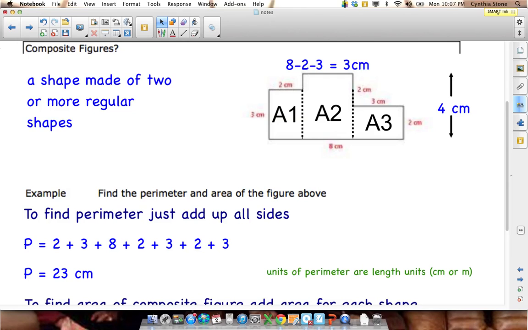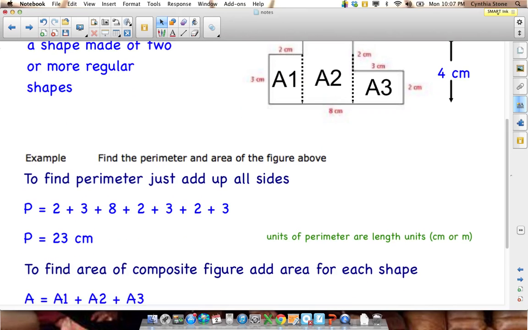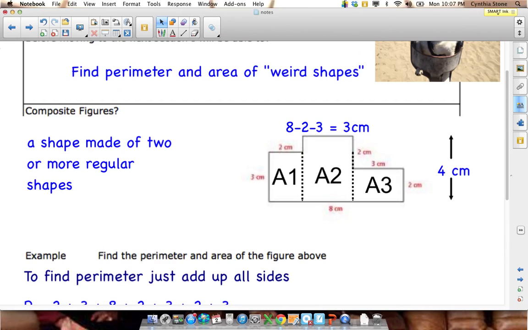Okay, so that's perimeter, done. Now we're going to find the area of this thing. And to find the area, and I bet half of you got it done already, you just take the area of each part. So I broke this into three rectangles, and because I know the dimensions of each rectangle, you just add them up, as simple as that.